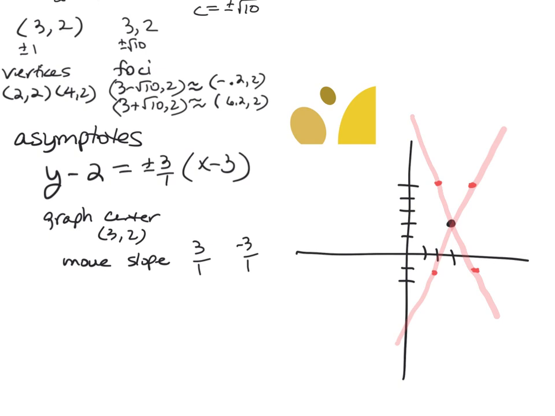Now I'm going to graph my vertices. I have a vertex at 2, 2, and then another one at 4, 2, and then use this as my guide, and then graph in the foci. And the foci are around the point -0.2, 2, so around here, and then the other one is around 6.2, 2. 1, 2, 3, and we can say it's right around here. And those are your foci. And that's it.